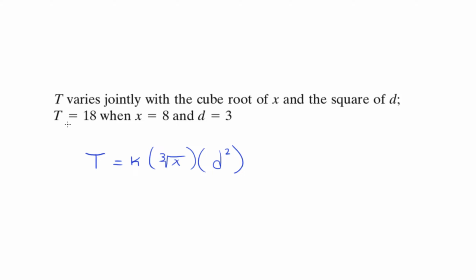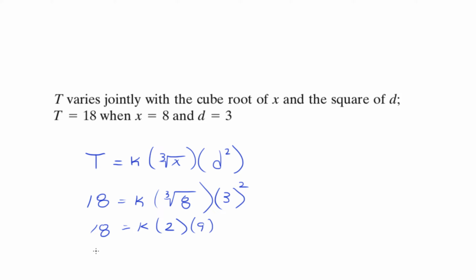And with the second piece of information, you just plug it into the equation to find k. So when t equals 18, x equals 8, so the cube root of 8, and d equals 3, so 3 squared. You got 18 equals k. The cube root of 8 is 2. 3 squared is 9. Okay, so 18 equals 18k, which implies that k equals 1.